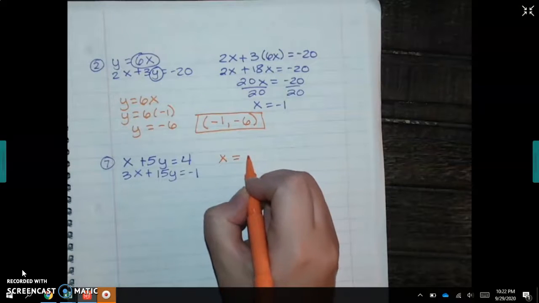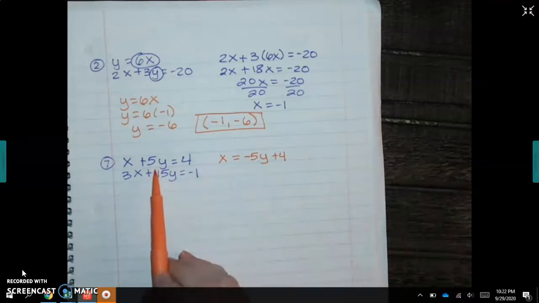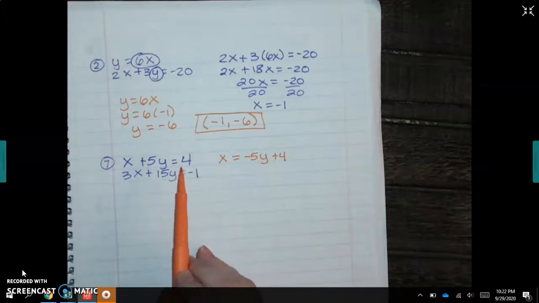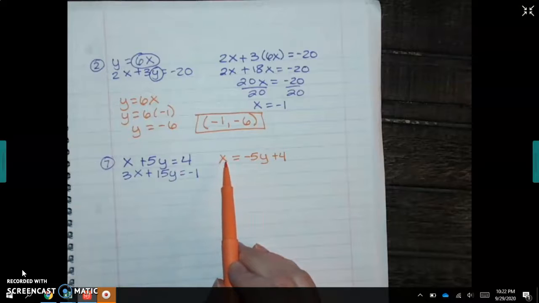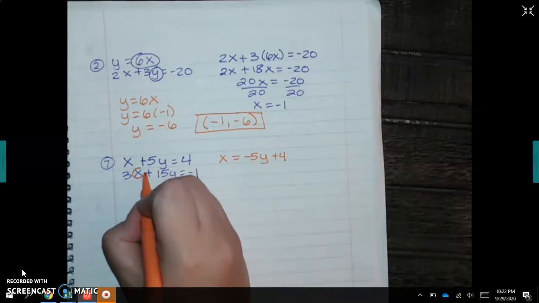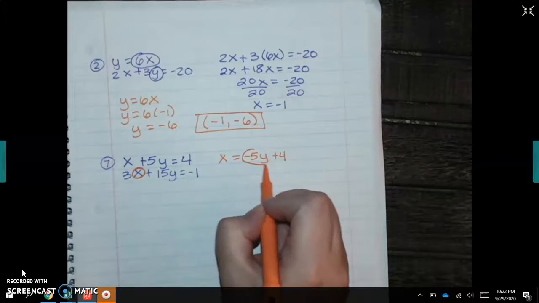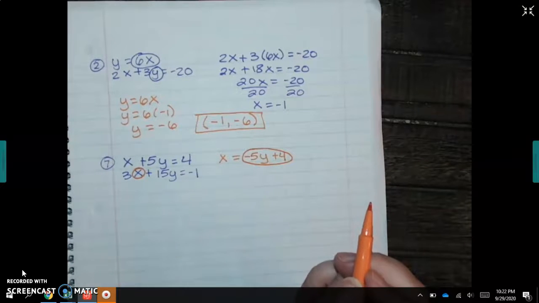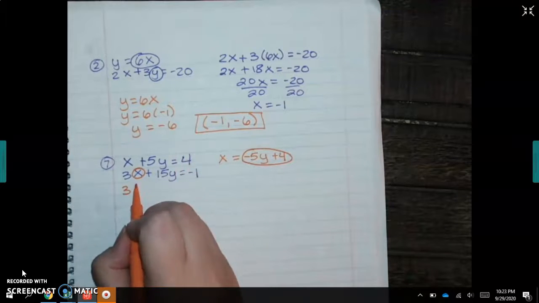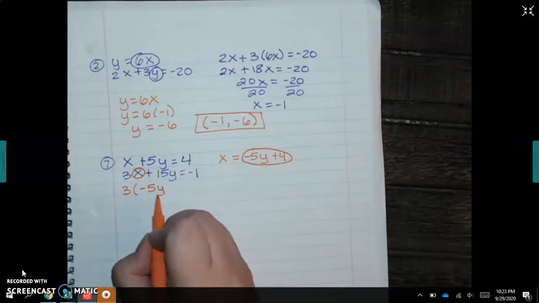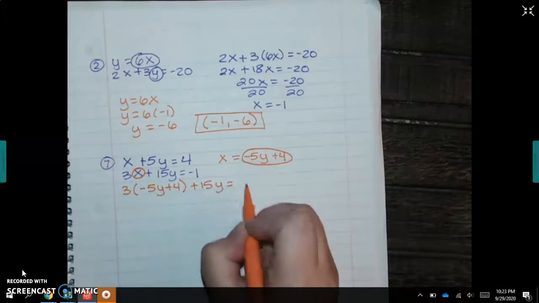x equals negative 5y plus 4. When you move a positive term to the other side of the equal sign, it becomes a negative. Okay? Since I now have an x all by itself, I'm going to take the x out of the second equation and replace it with negative 5y plus 4. It's going to look like this. Keep the 3, take out the x and replace it with negative 5y plus 4. Keep the plus 15y, keep the equals negative 1.